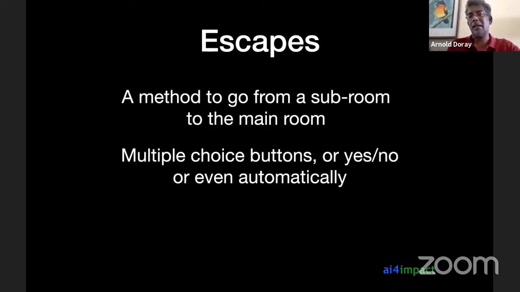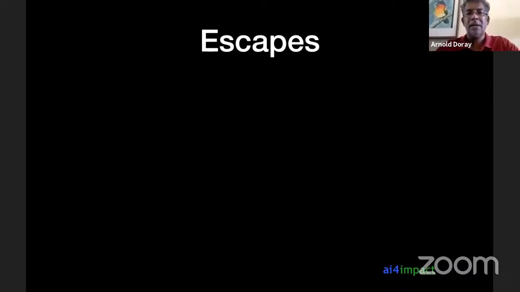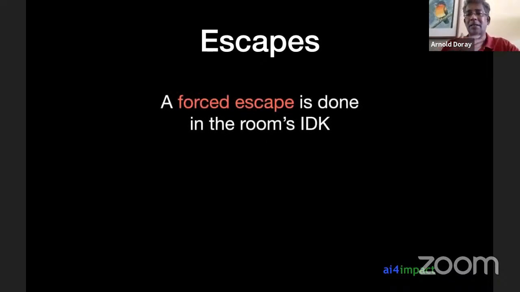For example, in the case of an IDK, you might just pop the person back into the enclosing room. So with escapes, there are forced escapes. A forced escape is done in the room's IDK. In other words, when you hit that room's IDK, you can actually force the escape, by just putting in a button, or a yes, no, or just kick the user back into the enclosing room.